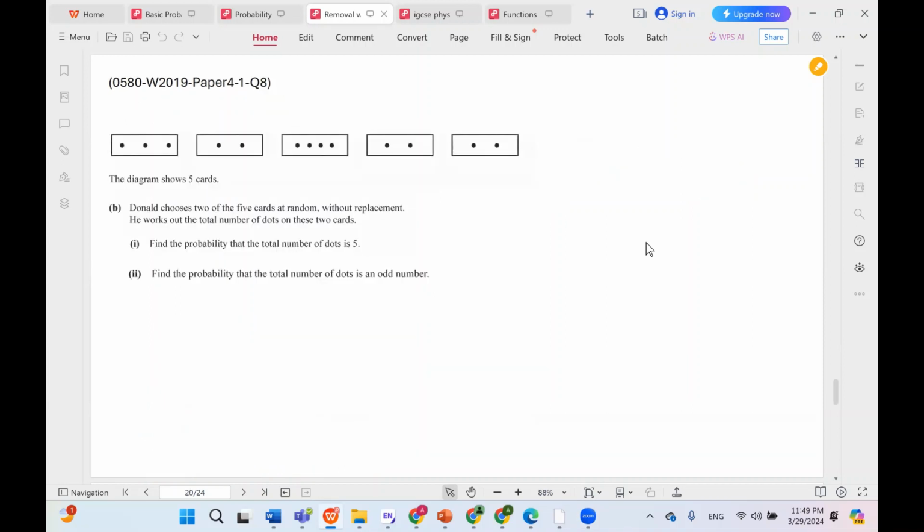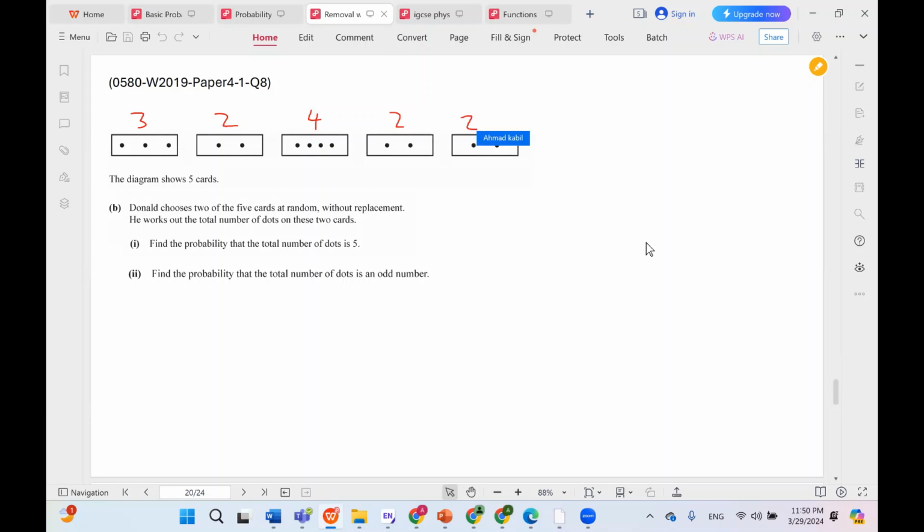The diagram shows 5 cards. Donald chooses 2 of the 5 cards at random without replacement. He works out the total number of dots on these 2 cards. Find the probability that the total number of dots is 5. So let's count the dots and write them down as numbers. We have 3 dots, 2 dots, 4 dots, 2 dots, and 2 dots.